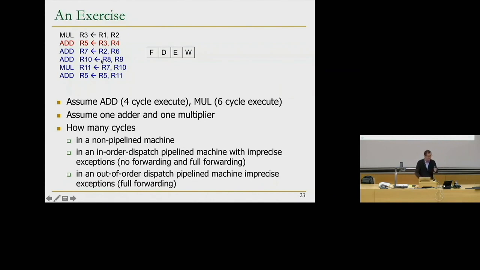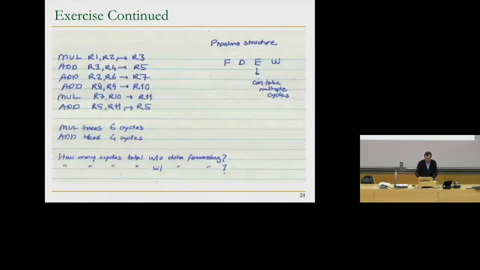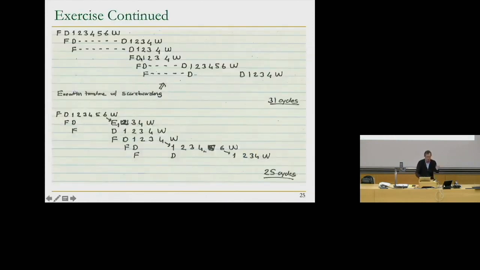How many cycles does it take to execute this program in a non-pipelined machine, an in-order dispatch pipeline machine with imprecise exceptions, no forwarding and full forwarding? There are two examples of it. And an in-order dispatch pipeline machine versus an out-of-order dispatch pipeline machine with imprecise exceptions. So ignore the reorder buffer for now. So this is the same question. And I'm not going to do the first part.